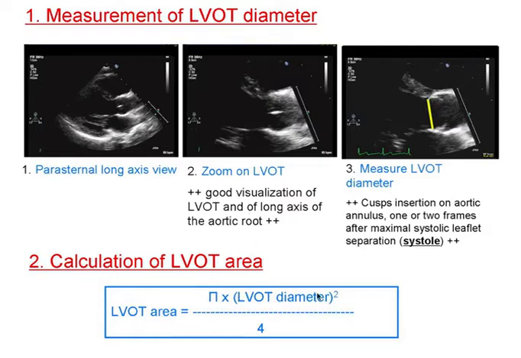Then you can write it down, square it, times it by pi, divided by 4, and that will give you the left ventricular outflow tract area. And that's going to be important here in a second. Or you just plug this value into the ultrasound machine's computer, and it saves it for you and does the calculation for you. But this is the exact formula that it's using.